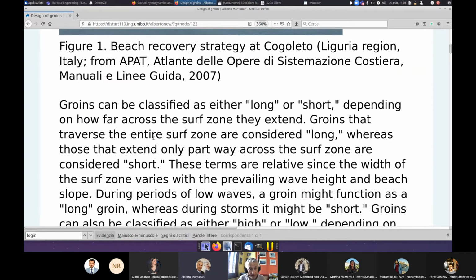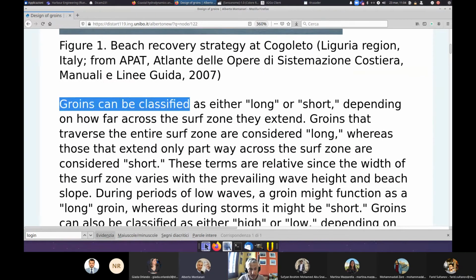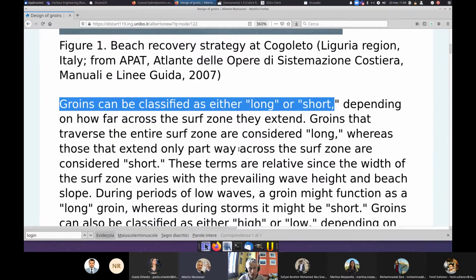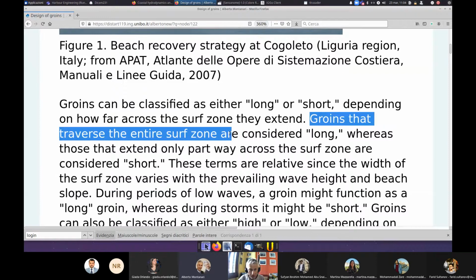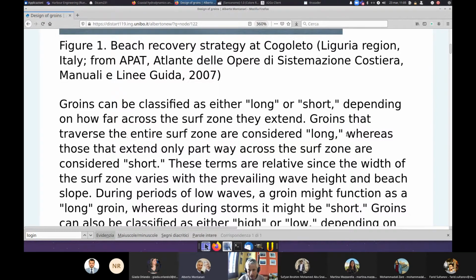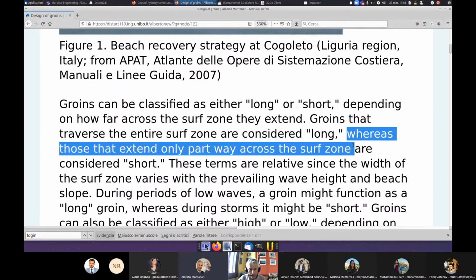Okay, so first, groins can be classified as either long or short, depending on how far across the surf zone they extend. Groins that traverse the entire surf zone are considered long, whereas those that extend only part way across the surf zone are considered short.